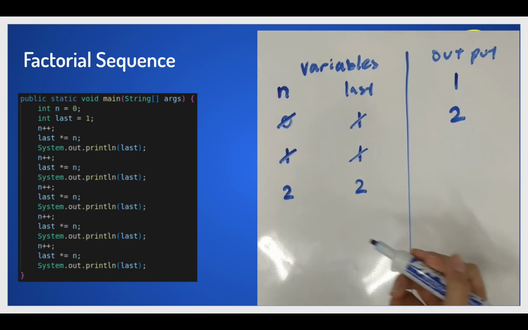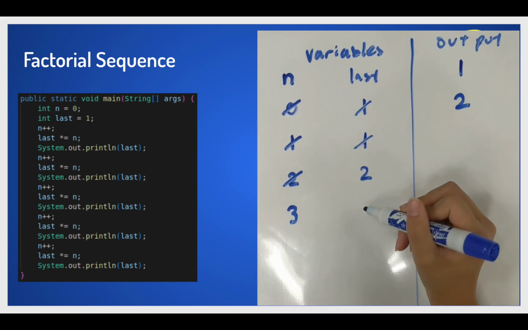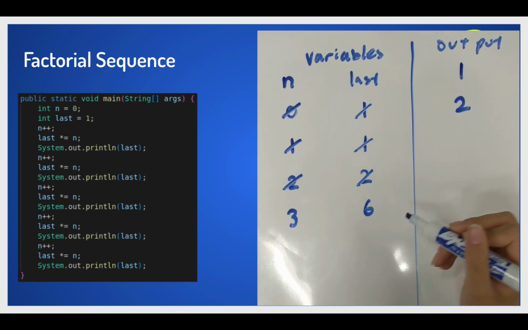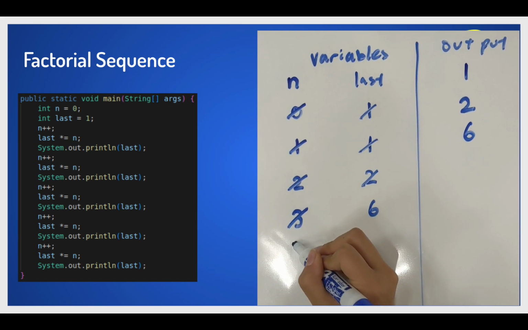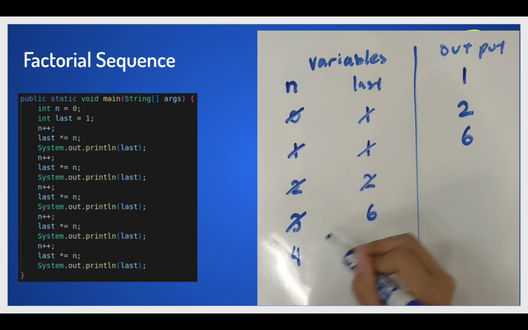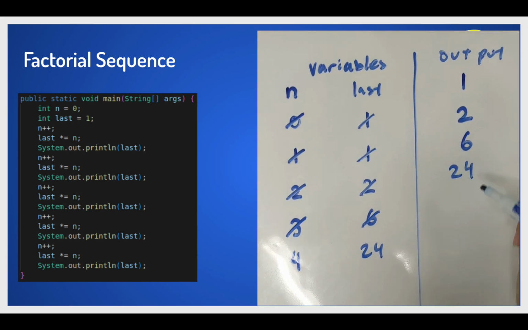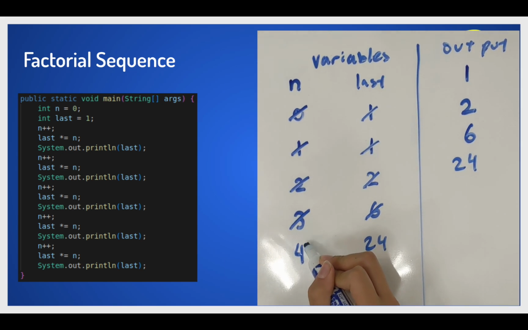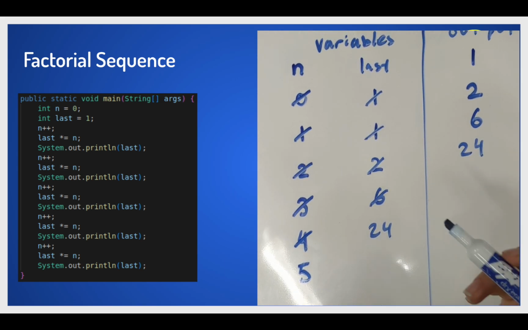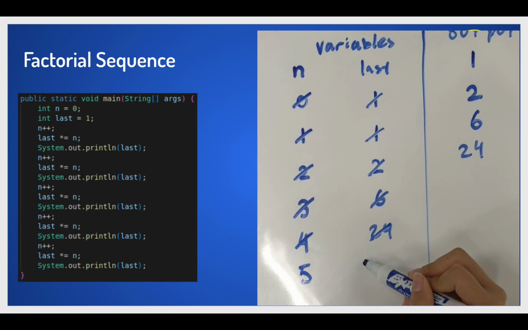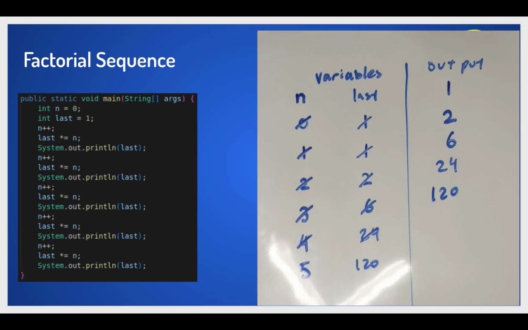And then do that again. You increase n by 1, multiply these 2 together, which becomes 6, and then you just output your last again. We do that again, increment by 1, multiply them together, which is 24, output last, and then we do that one last time. So increment n by 1, which is 5, multiply 5 by 24, you get 120, and then you output 120. And yeah.